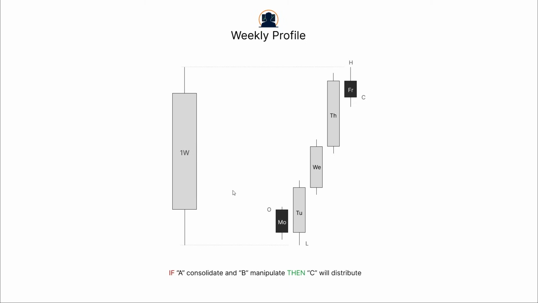And you know that each week is always going to open, put its low, reverse, then expand, which is, if the week opens, it will consolidate, followed by a manipulation, then distribution. So we have, if A consolidates and B manipulates, then you are expecting what? C to distribute. So if you have Monday consolidate, Tuesday manipulate, then Wednesday will distribute. If Monday and Tuesday consolidate and Wednesday manipulates, Thursday will distribute.